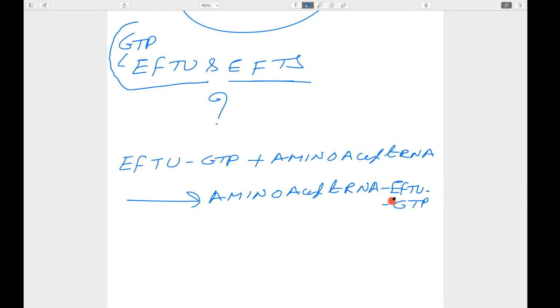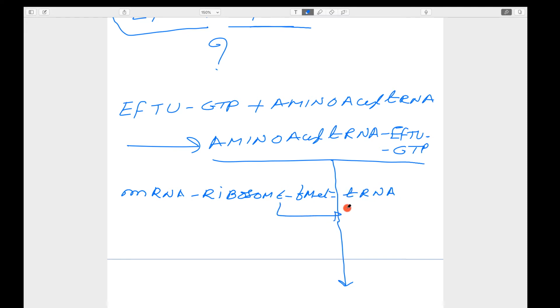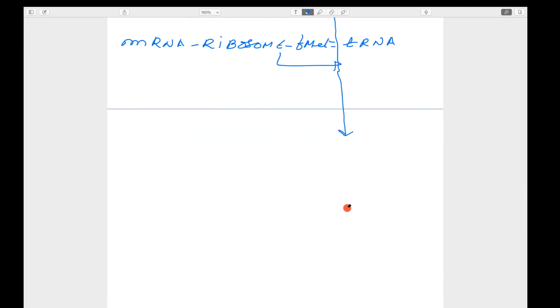Then in the next step, this EF-Tu GTP complex interacts with messenger RNA and the ribosome, which we have seen at the end of initiation, with formyl methionine transfer RNA. Once it interacts with this, the complex is transferred. So the aminoacyl transfer RNA, messenger RNA and formyl methionine transfer RNA, all this takes place on the ribosome.